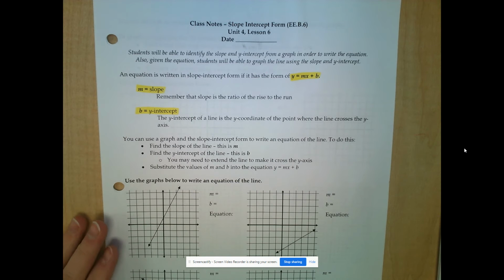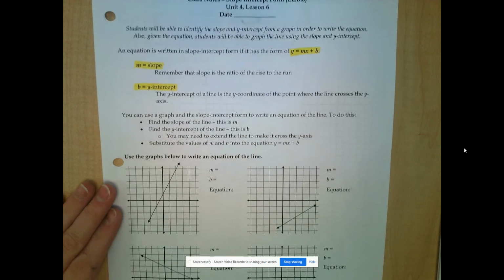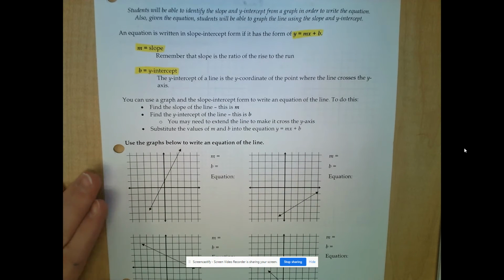You can use a graph and the slope-intercept form to write an equation of a line. To do this, first, you have to find the slope. This is the m value. m is thought to come from the French word monter, which meant to climb. So a higher slope would be like a higher or steeper mountain to climb. You can then find the y-intercept, and this is b. So first, let's find the slope.